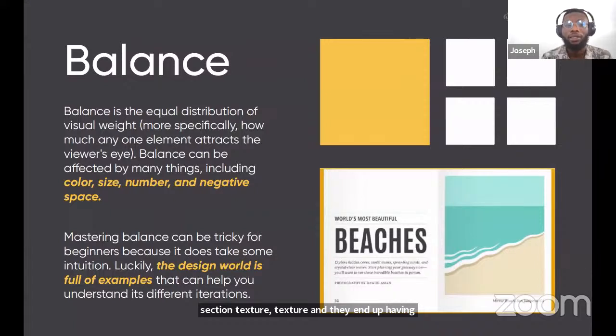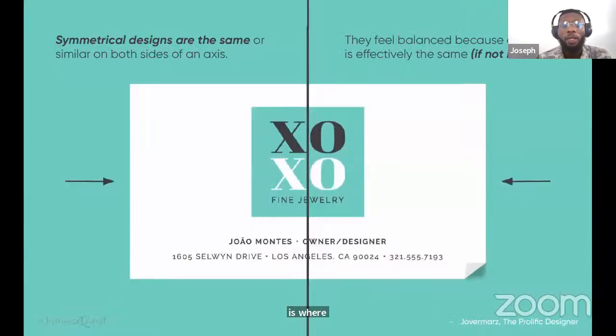Then balance, the guy that appears twice. And I said anything that appears twice or any instruction given twice is very, very important, or should I say of vital importance. So balance comes in color, size, number, negative space, and the like. And I also mentioned that the design world is full of examples. You are never alone in the design space. And I said the best place to go is where? Pinterest. Everything you need in design is on Pinterest.